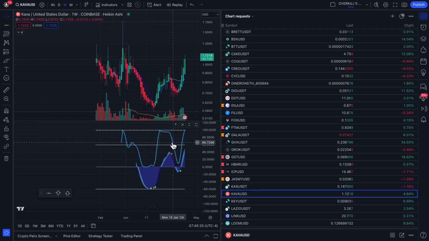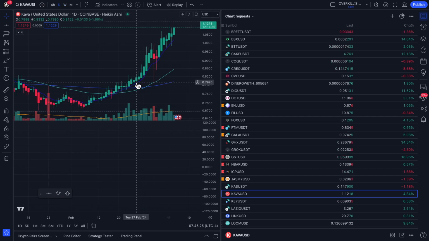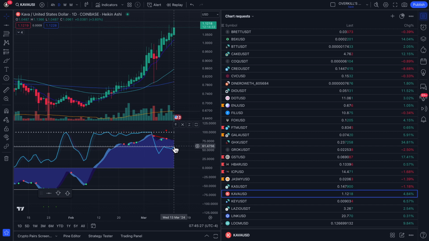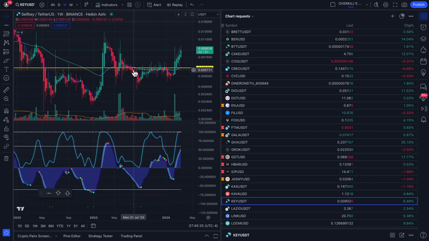Here's Kava, also in profit-taking territory. I'm on the daily. Daily is also not close to 100 yet, but getting close. So again, once this daily gets back up here to 100, boom, taking profits on Kava. Okay, that's probably a few days away, probably the end of this week or next week.